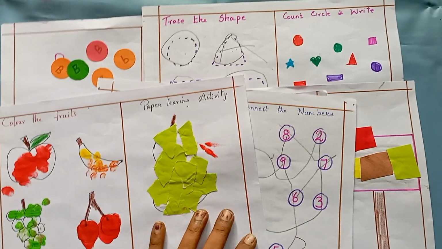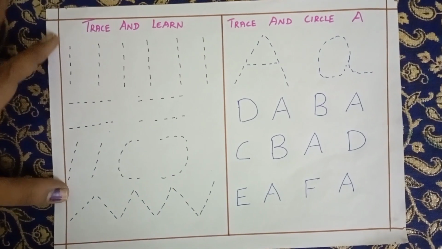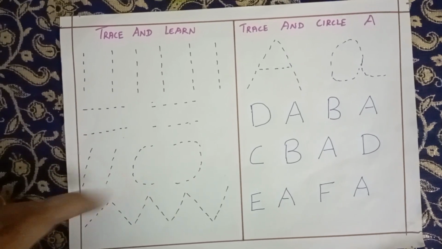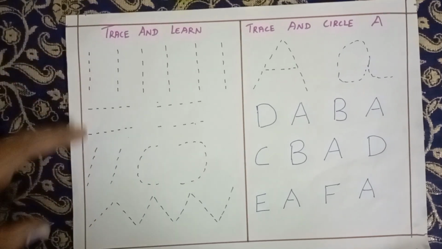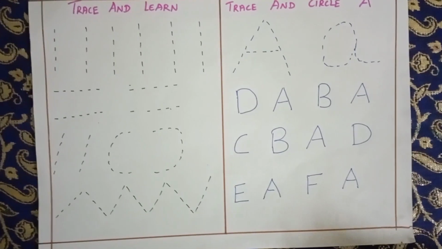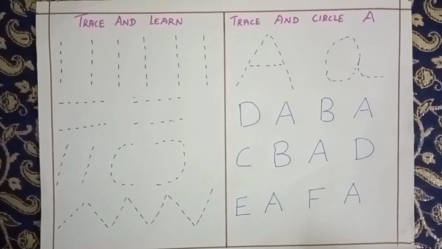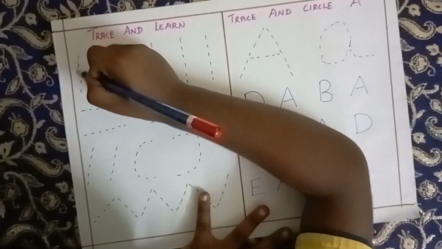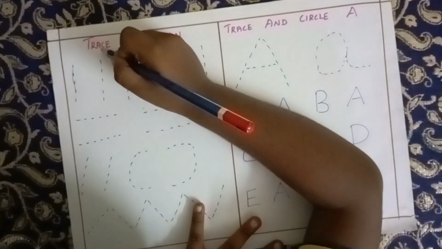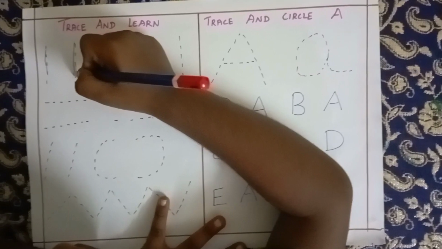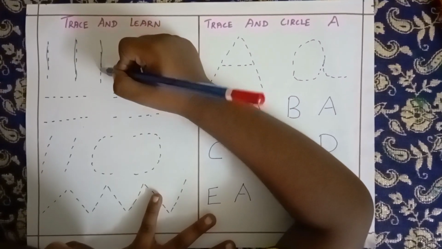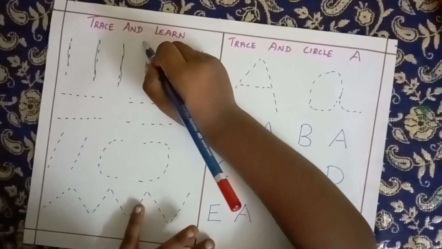So let's see the worksheets. Baby, first you have to trace all the standing lines, sleeping lines, slanting lines, then curves and these hills. All these you have to trace, okay? Are you ready? Yes. Okay, trace it. What line are you tracing, baby? Triangle line.